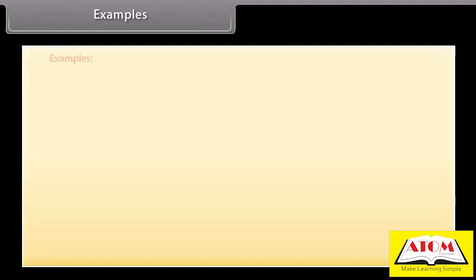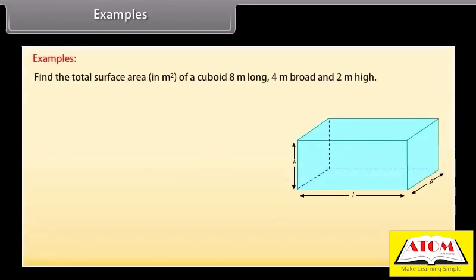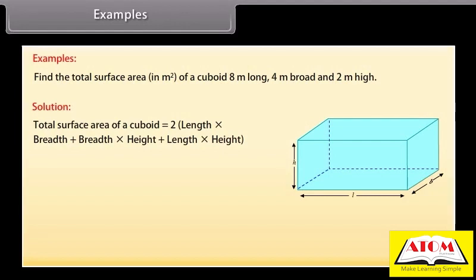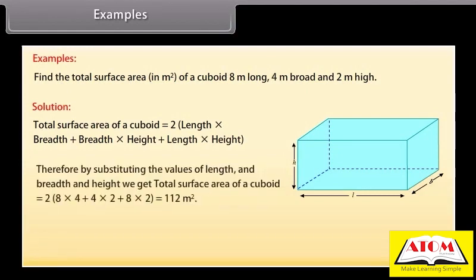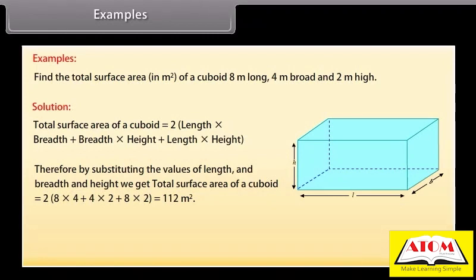Example. Let us solve some examples now. Find the total surface area in meters square of a cuboid 8 meter long, 4 meter broad, and 2 meter high. Solution. We know that the total surface area of a cuboid is equal to 2(LB + BH + LH). Substituting the values, we get 2 into (8 into 4 plus 4 into 2 plus 8 into 2), which is equal to 112 meters square.